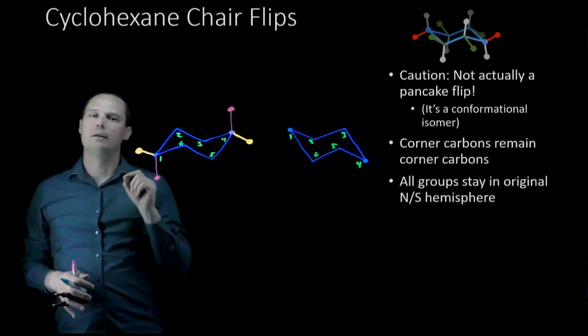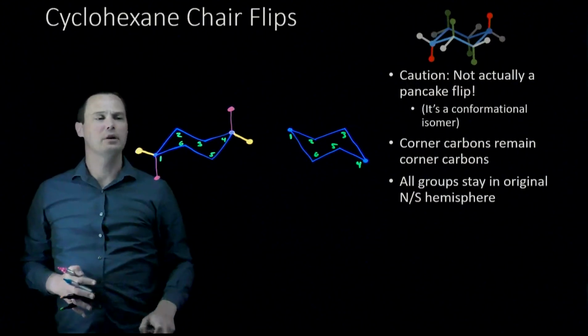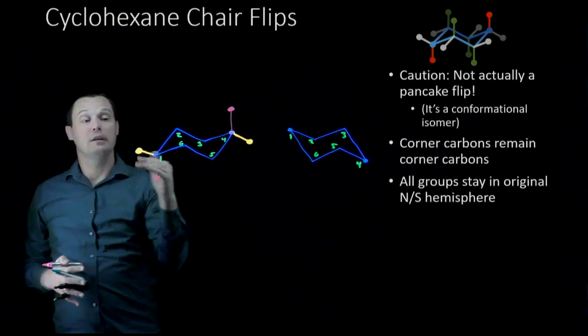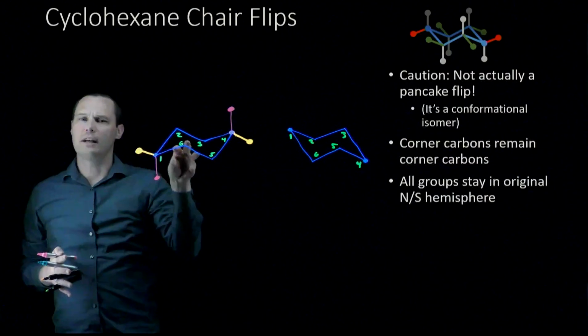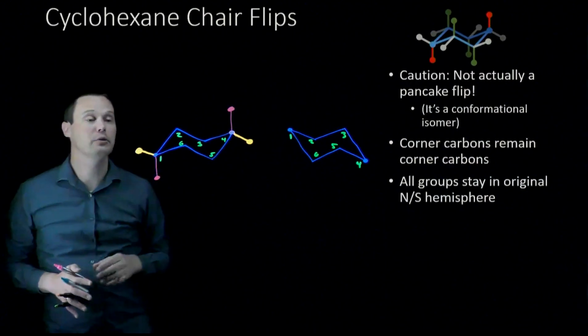The next thing to keep in mind: all of the groups stay in their respective northern and southern hemispheres. What do I mean by that? If you look at this cyclohexane, this orange bond is in the northern hemisphere of this molecule. I have a whole other video on treating the cyclohexane like a globe. It's a really important way of thinking about cyclohexanes, and I've got that one linked down below as well.